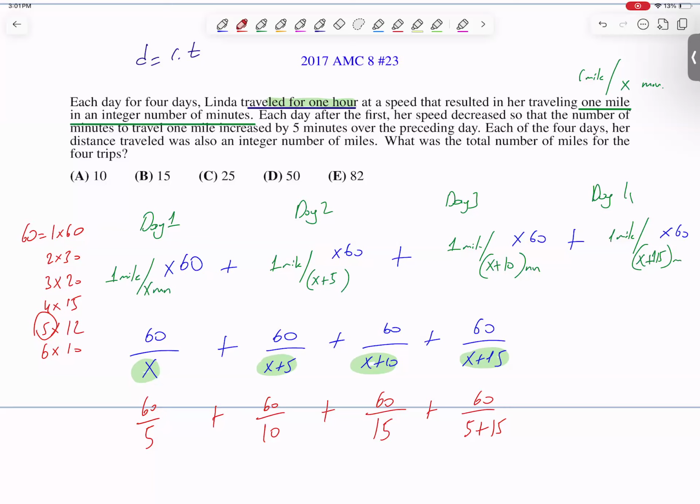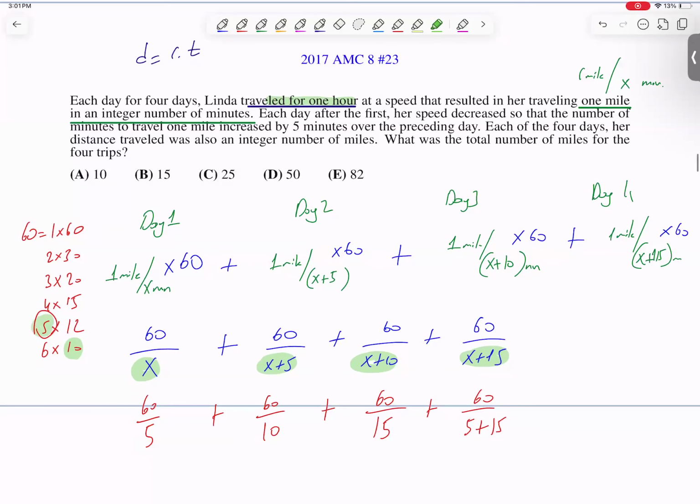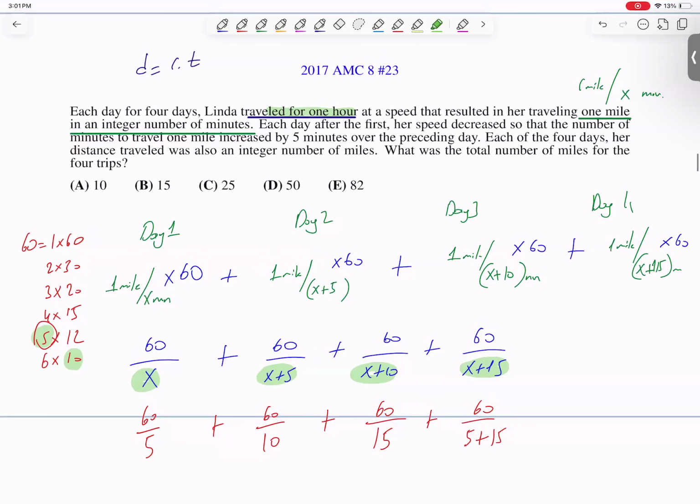So if x is equal to 5, it works, and the other options don't. Let's say, for example, if it is 10, 60 divided by 10 is good, 60 divided by 15 is good, 60 divided by 20 is good, but 60 divided by 10 plus 15, that's 25, that isn't good. The only value that works is 5 among the factors of 60.